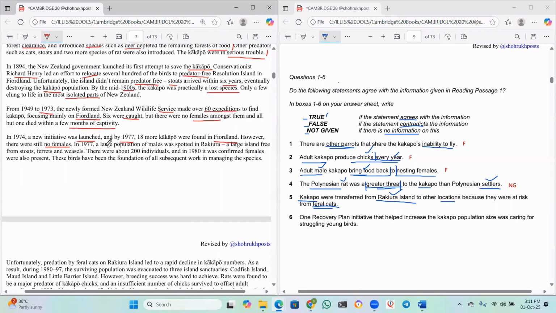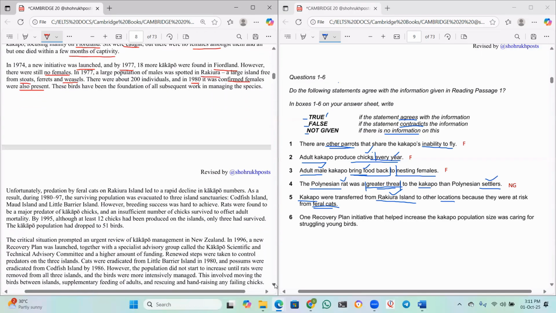In 1977, a large population of males was spotted in Rakiura. Yes, this is the island we are looking for. Rakiura, a large island free from stoats, ferrets, and weasels. There were about 200 individuals, and in 1980 it was confirmed females were also present. These birds have been the foundation of all subsequent work in managing the species.